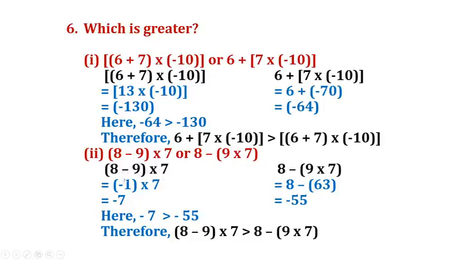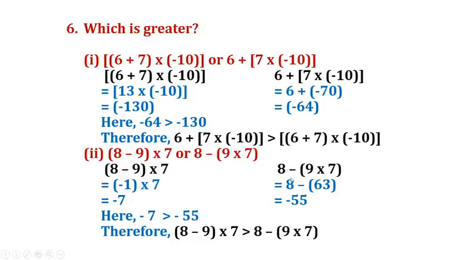First you take the first bracket, which is 8 minus 9, is minus 1. So you are subtracting the smaller number from the bigger number, which is 1, and put the sign of the bigger number, minus 1 here, into 7. Minus 1 into 7 is minus 7.